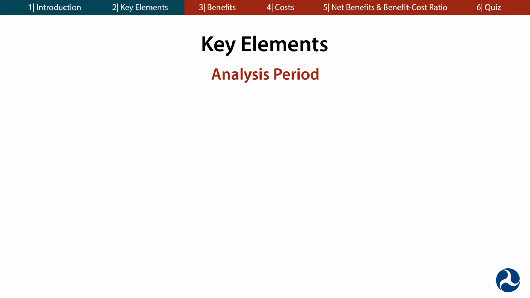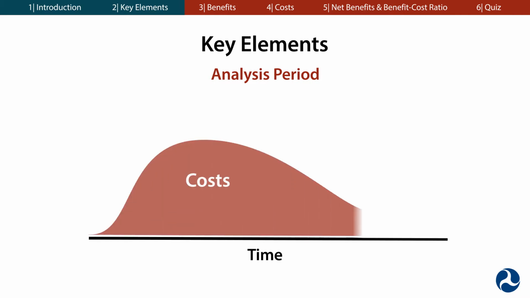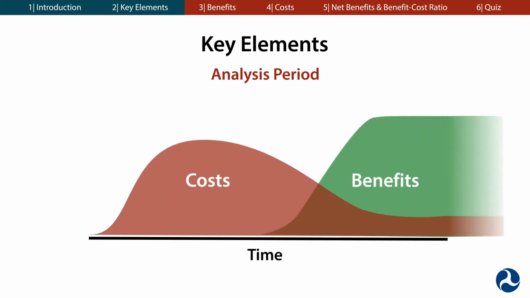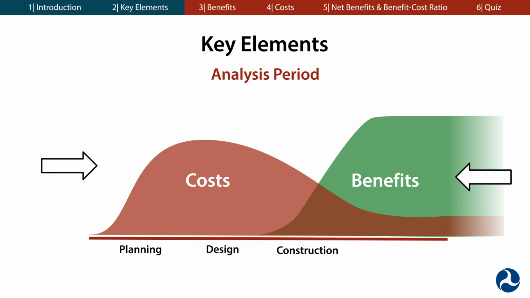Another fundamental element of BCAs is the analysis period. The analysis period is the time over which the costs of your project are incurred and the benefits of your project are accrued. Many projects involve large capital expenditures up front, but their resulting benefits may not be fully realized for many years. To capture this dynamic, the analysis period should encompass the full construction period and an additional operating period during which the benefits and any recurring costs are realized.